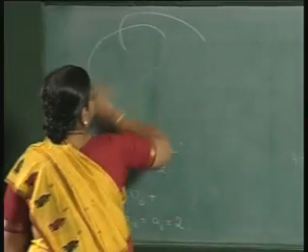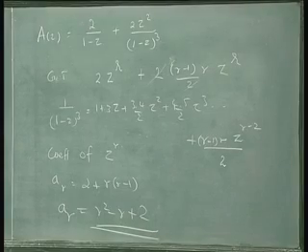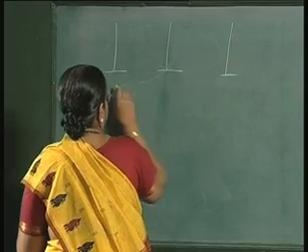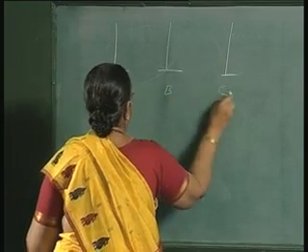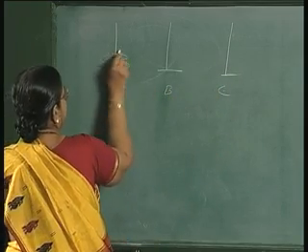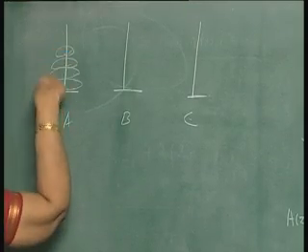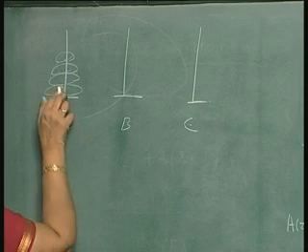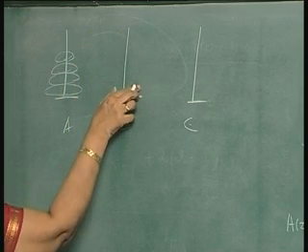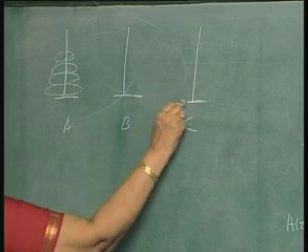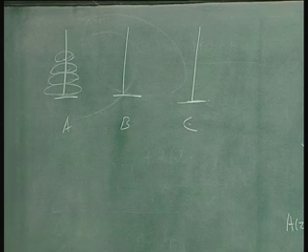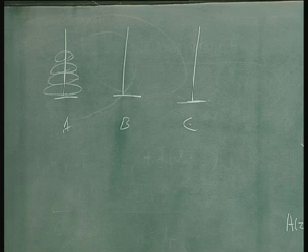Consider the Tower of Hanoi problem. What is the Tower of Hanoi problem? You have 3 pegs A, B, C, and in one peg you have discs in the decreasing order. Smaller disc is placed above the bigger disc, and you want to transfer all of them from this peg A to peg B. Intermediately you can use peg C. The transfer should be done in such a way that at no time a smaller disc lies below a bigger disc or a bigger disc lies above a smaller disc.